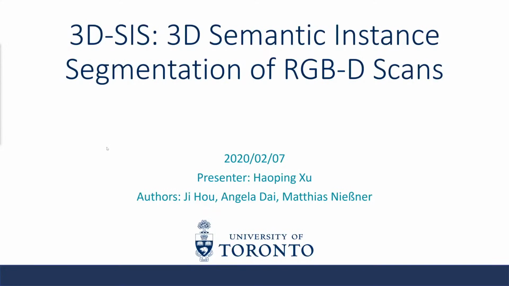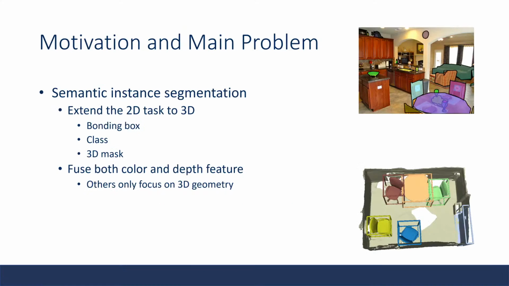Hello everyone, today we'll talk about 3D-SIS, 3D Semantic Instance Segmentation of RGB-D scans. This paper is mainly trying to solve the task of semantic instance segmentation, which is well known in the computer vision field. The task aims to get the bounding box, class, and per-voxel masks for each object in the scene, and the novel point of this paper is that they try to fuse both color and depth features.